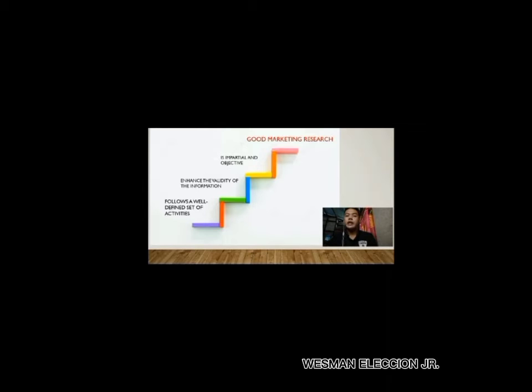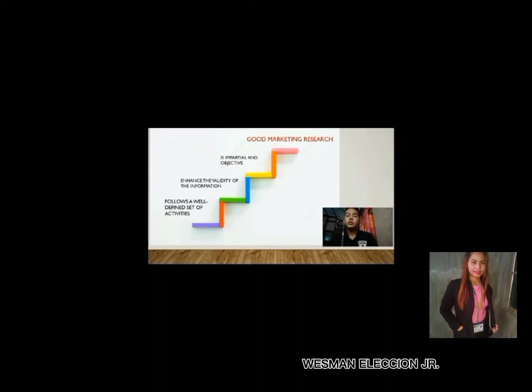Next is that it enhances the validity of the information. Anyone can Google a topic and come up with a lot of information, but not all results are valid. So we need to be vigilant in getting ideas or information from Google. However, following the market research process enhances the confidence that the research will discover and solve marketing problems and opportunities with valid information.